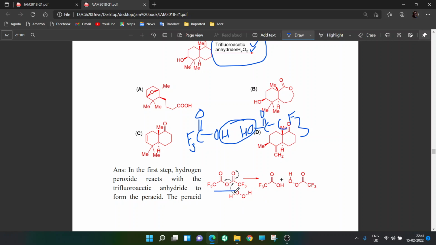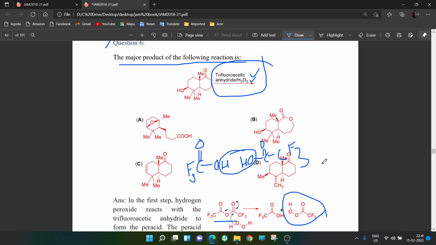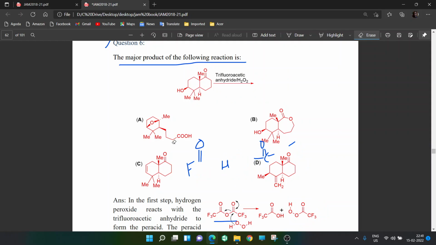Then H2O2 reacts, the OH. Basically the oxygen with its lone pair attacks, this goes up, comes down, this leaves, and you get a peroxy acid or peracid. So now I think it becomes quite clear. If you have a ketonic group and you have a peroxy acid, what reaction will it undergo? It will obviously undergo Baeyer-Villiger reaction.